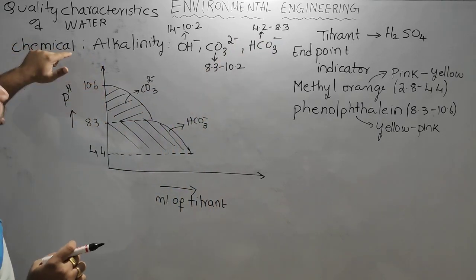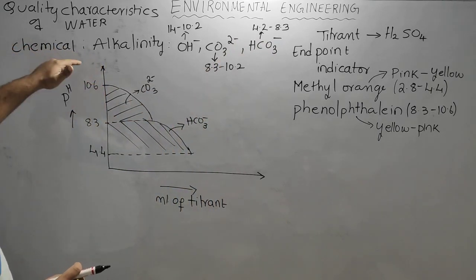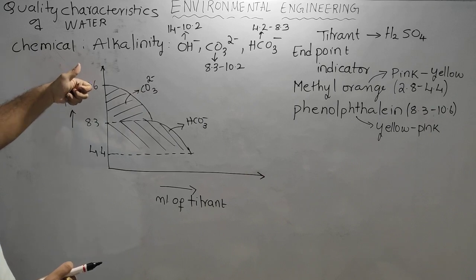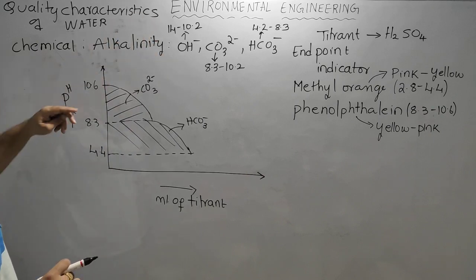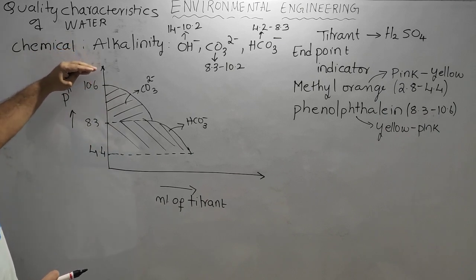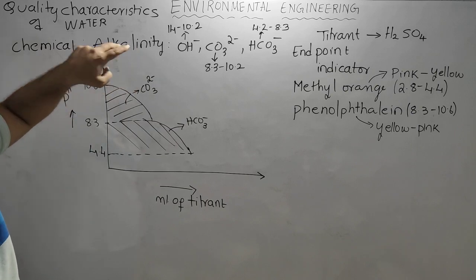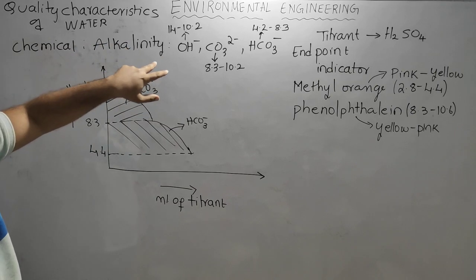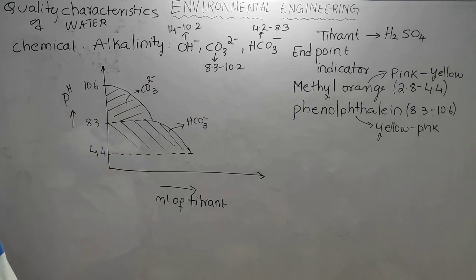And if it is beyond this, then it is taken by OH-. So where is the pH of the water? Where is the pH standing? Depending upon that, the presence of anions or the alkalinity varies.